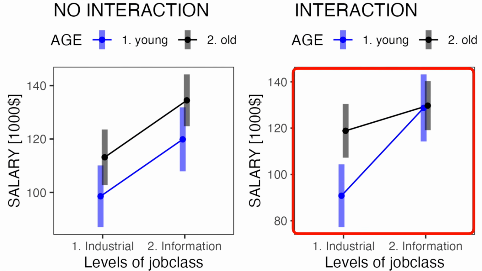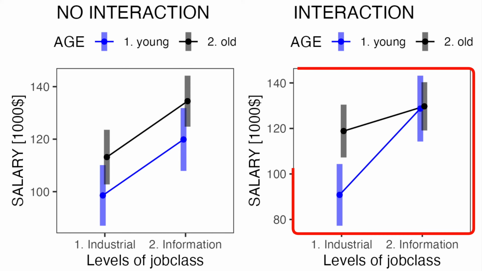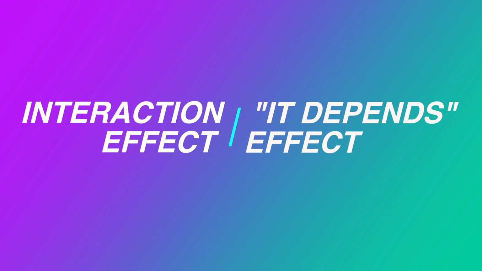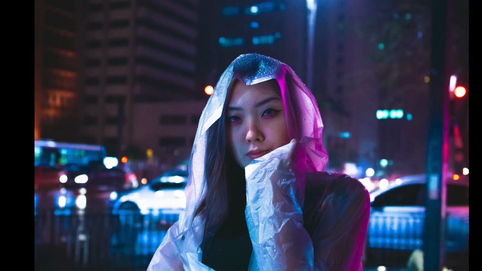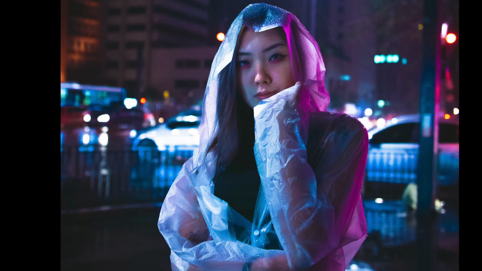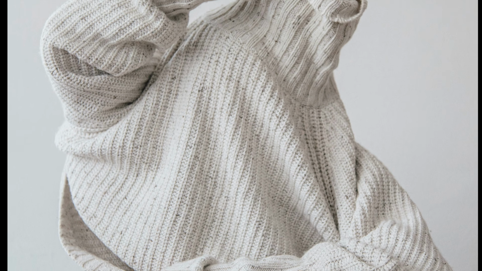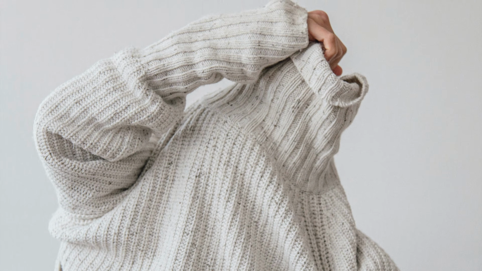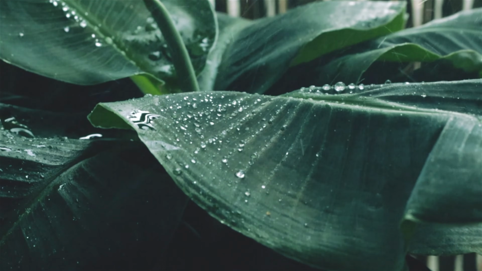Interaction in a statistical model allows for a much better understanding of the relationships between variables. Interaction effect can be viewed as "it depends" effect. For instance, if someone asks you, "Do you prefer to wear a raincoat or a sweater on a cold day?" your response would probably be, "It depends on whether it's raining or not."